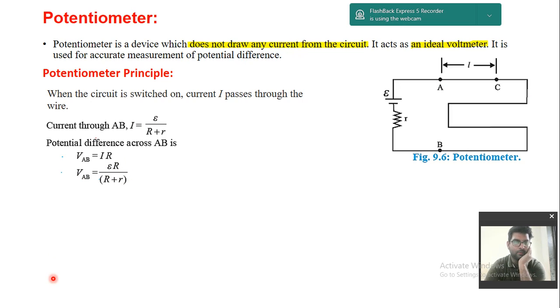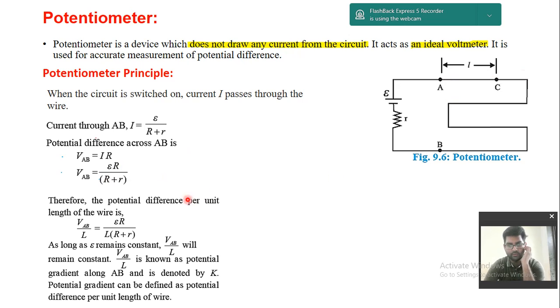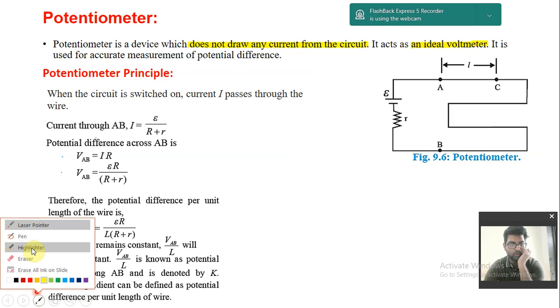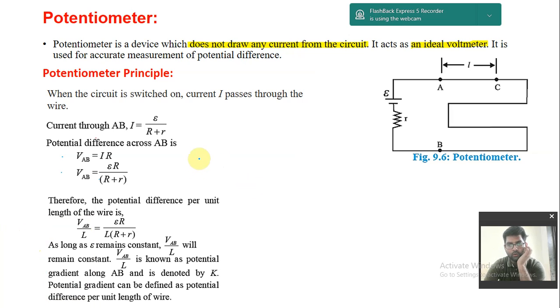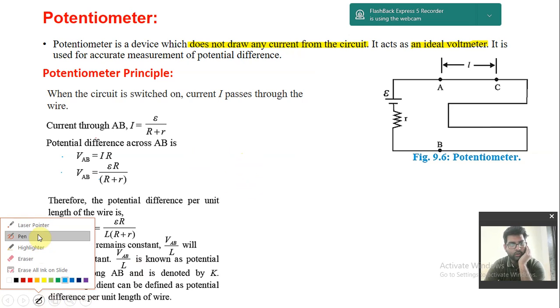Okay, this is simple. Now, this is the current through this length of wire, that is total L length of wire. Therefore, the potential difference per unit length of the wire is, if I am finding this potential difference throughout the length of the wire. Per unit length means, okay, unitary method is there. So for L unit, unitary method, you know, no?